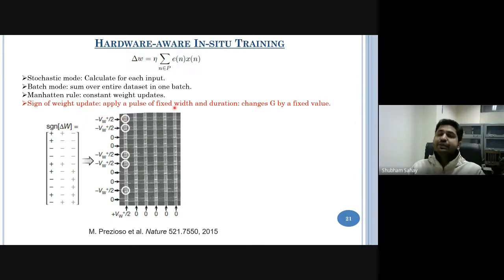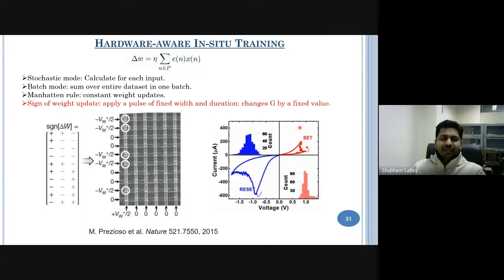And this is called in situ training because you are doing it on the crossbar itself and not in software. The problem here comes because of the variations. You are applying the same VW to all of these RRAMs. However, their thresholds are different. So the amount by which the weights change in all of these RRAMs is different, and that leads to a loss of accuracy. So this is how basically you train neural networks in situ.